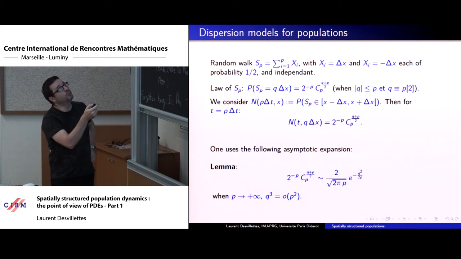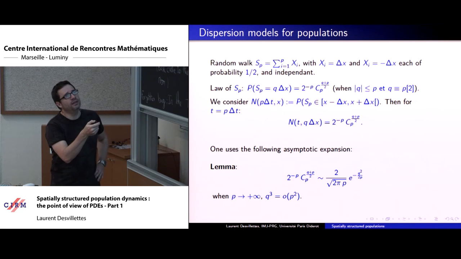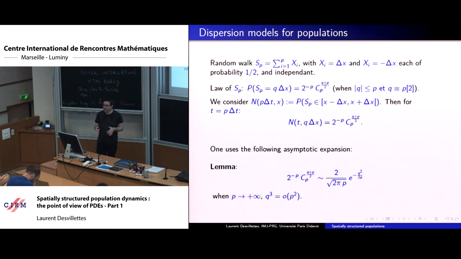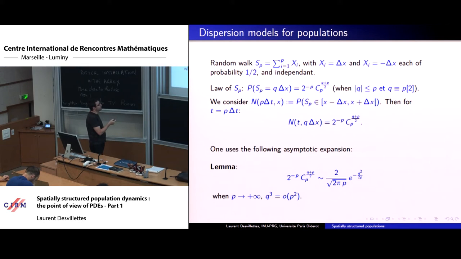According to the computation of the law of S_p, this quantity is exactly this quantity here, 2 to the minus p, C p q plus p over 2. And since this is really made of factorials, it's possible to use Stirling's formula and compute the asymptotic expansion of this thing when p tends to infinity and q is not too large.